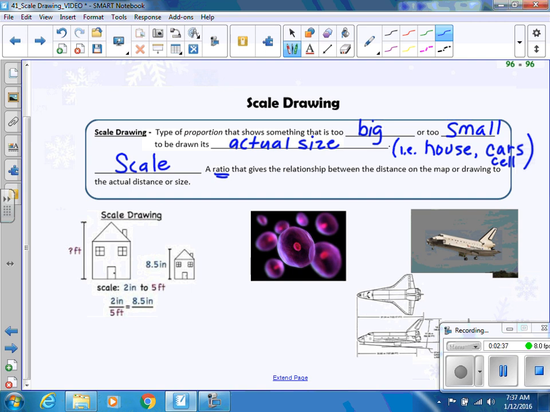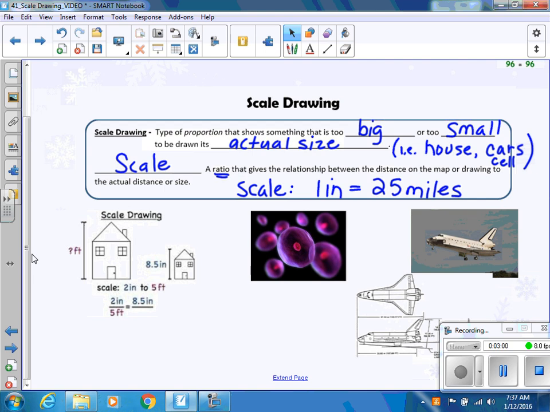And so when you look at a map, when you're driving in your car and you're taking a vacation, you're going to see on your map, it's going to tell you scale, and then it'll tell you 1 inch equals 25 miles, or 1 inch equals 4 miles, or 1 inch equals 10 miles, depending on the size of the map. And that scale is going to change based on what you're drawing.